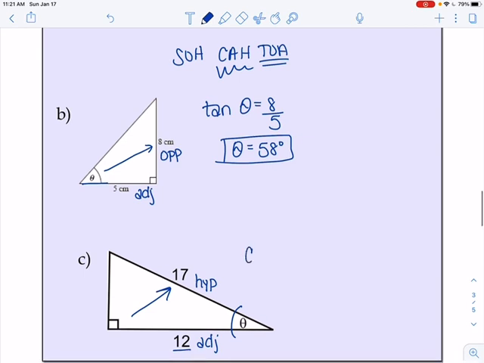So this time we're going to have the cosine of theta equals the side adjacent, which is 12, over my hypotenuse, which is 17. Okay, so 12 divided by 17 on the calculator, and this time we're going to hit second cosine inverse. And when you do that, theta should equal 45 degrees when you round to the nearest degree.